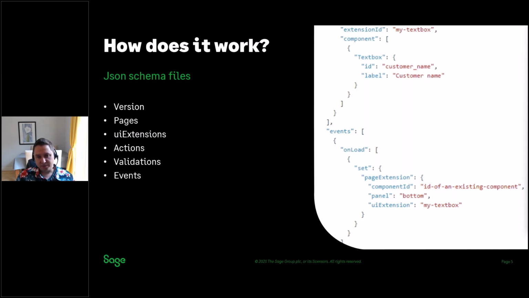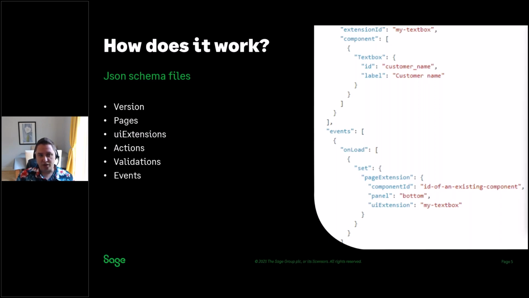The pages section is essentially used, as the name would suggest, to determine which pages or screens a given customization should actually be added to. You have UI extensions, and this is kind of the bread and butter where you're actually adding the components. So it's defining, what am I adding? Is it a text box? Is it a grid, a pod, whatever that might be, and specifying key properties about it.